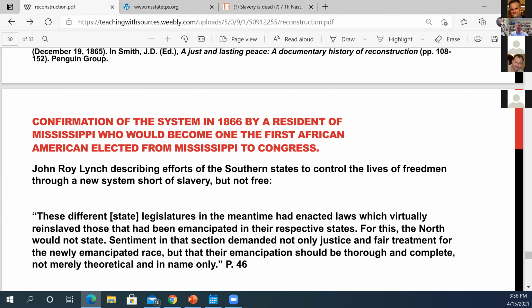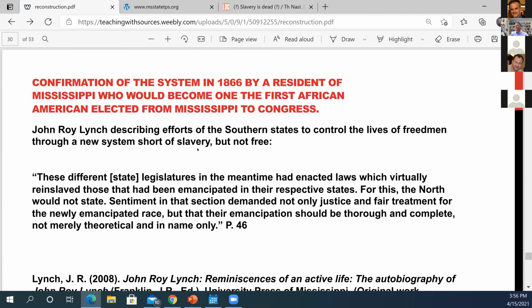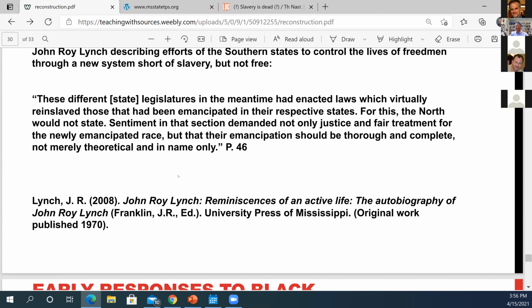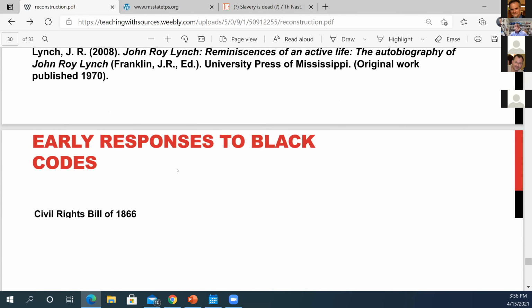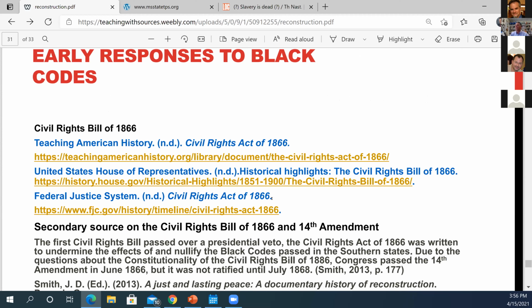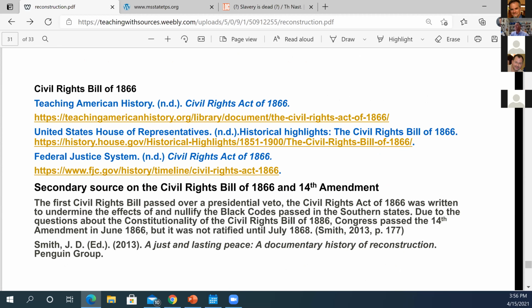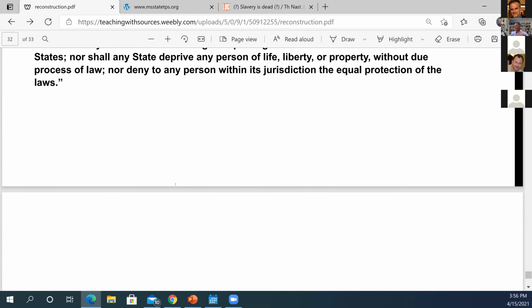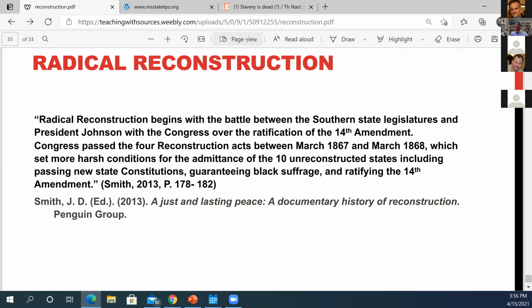If you cite, you don't want to be plagiarizing. You've got John Roy Lynch's quotes from his book, so you don't have to go buy the book. Got some links and information about the Civil Rights Bill and the 14th Amendment. So I've got the resources there. Please feel free to use them. But I'm going to stop sharing and pass it back.